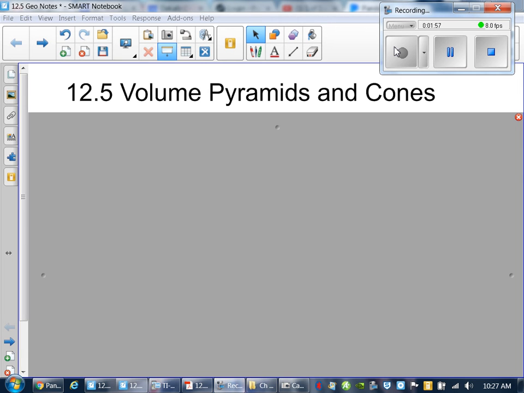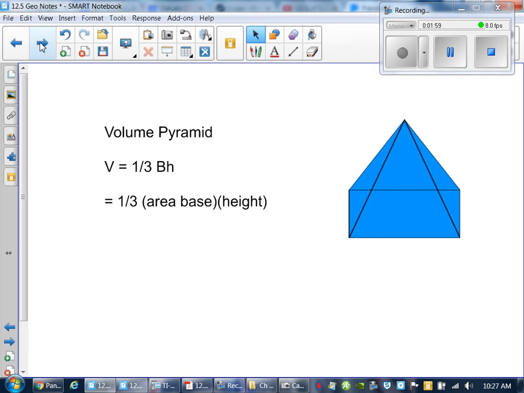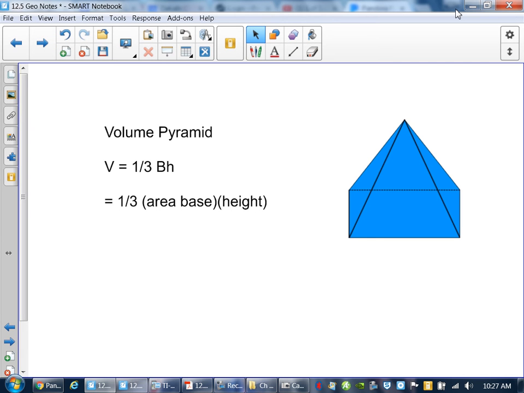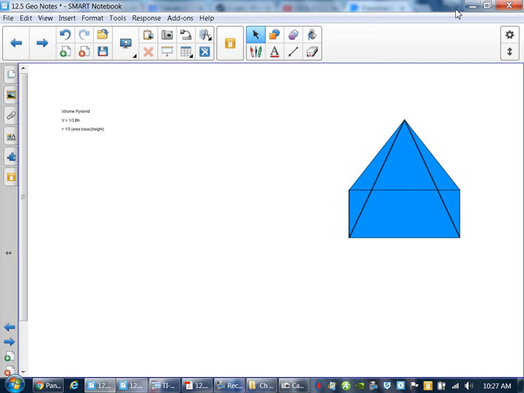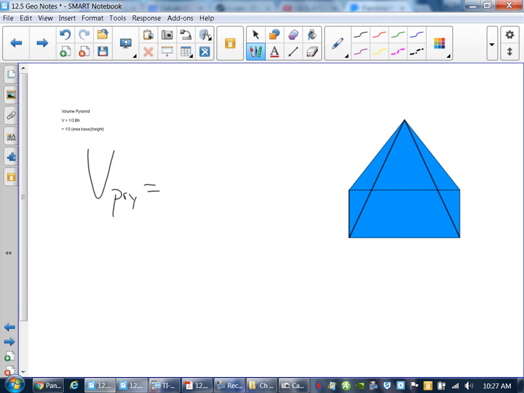Pyramids and cones. These are going to wind up being very, very fast formulas. When we're talking about the volume of a pyramid, volume of a pyramid is going to be 1/3 the area of the base times how tall it is. When I'm talking about this height, it is the vertical height. It's going to be the vertical height of the pyramid.